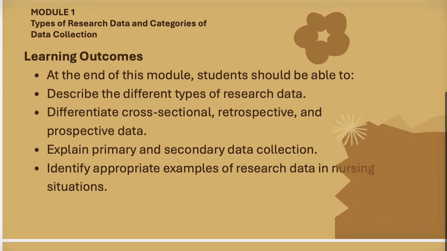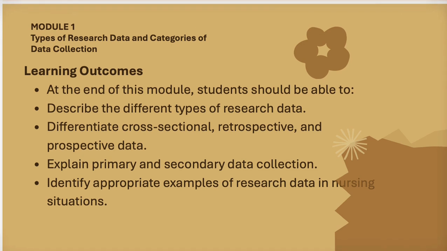For module 1, we have types of research data and categories of data collection. So, what we will learn is, at the end of this module, you should be able to describe the different types of research data and also differentiate cross-sectional, retrospective, and prospective data, explain primary and secondary data collection, and identify appropriate examples of research data in nursing situations.